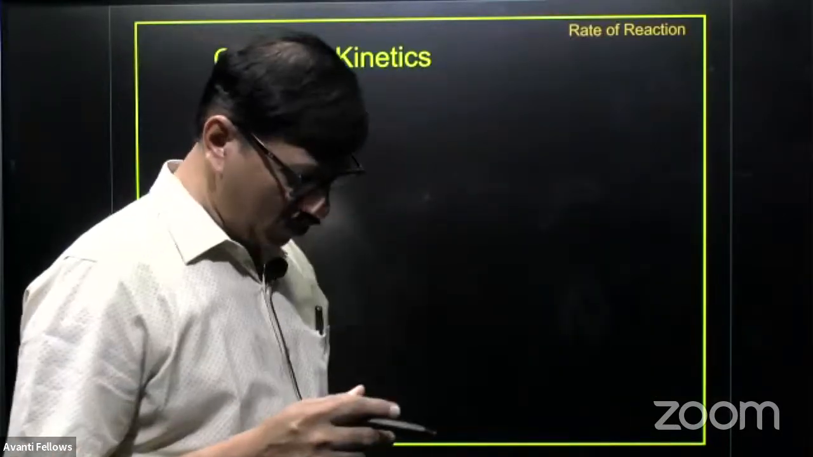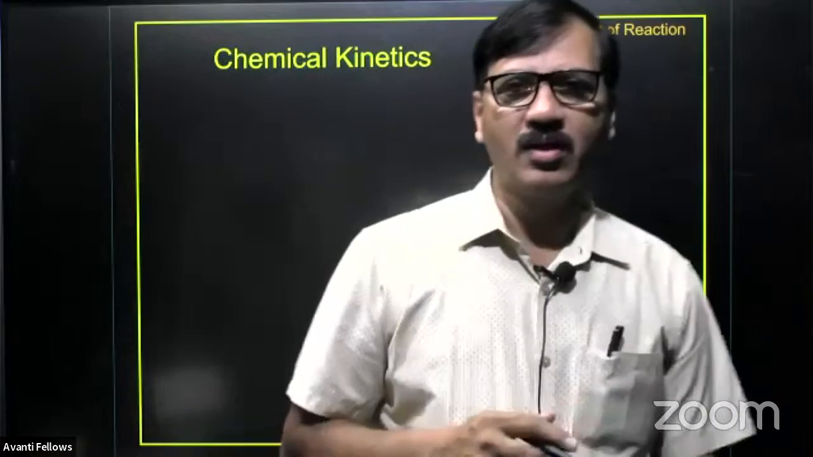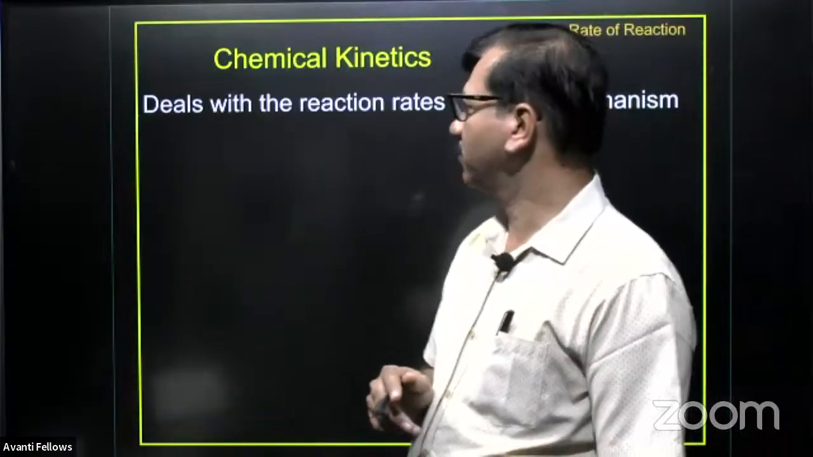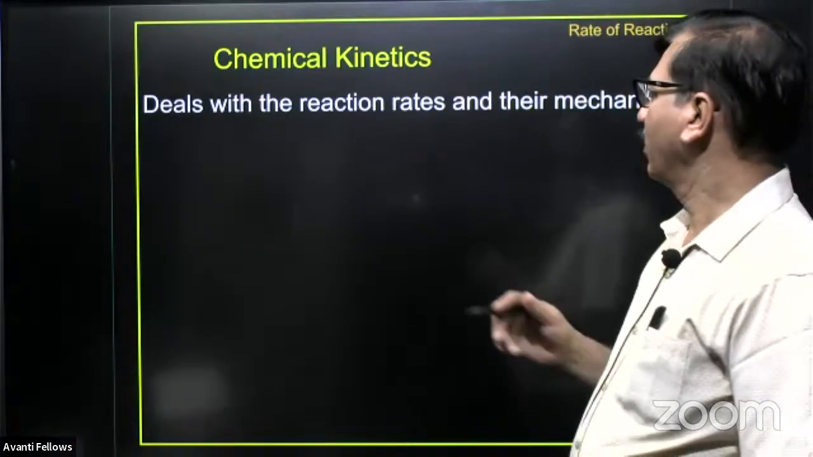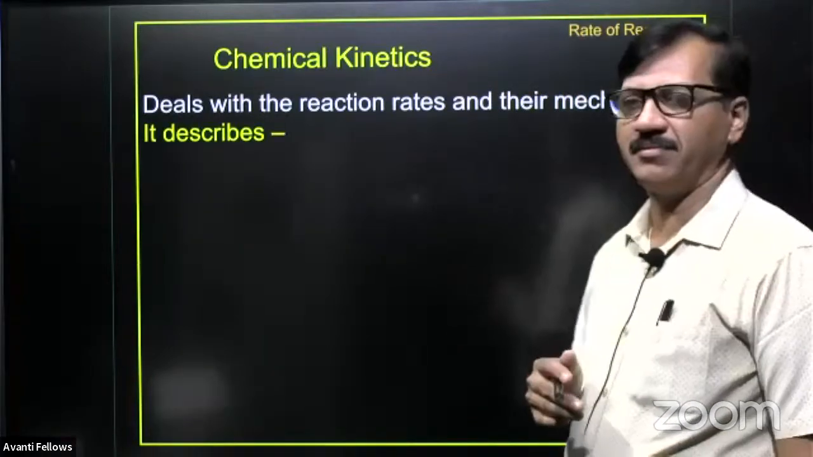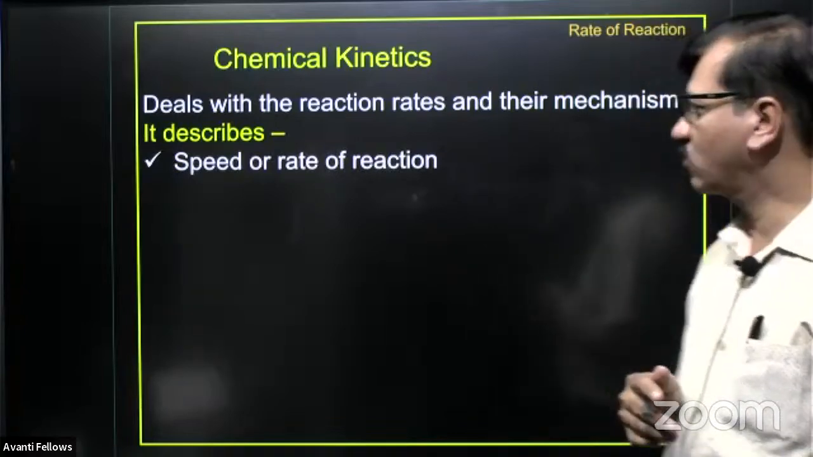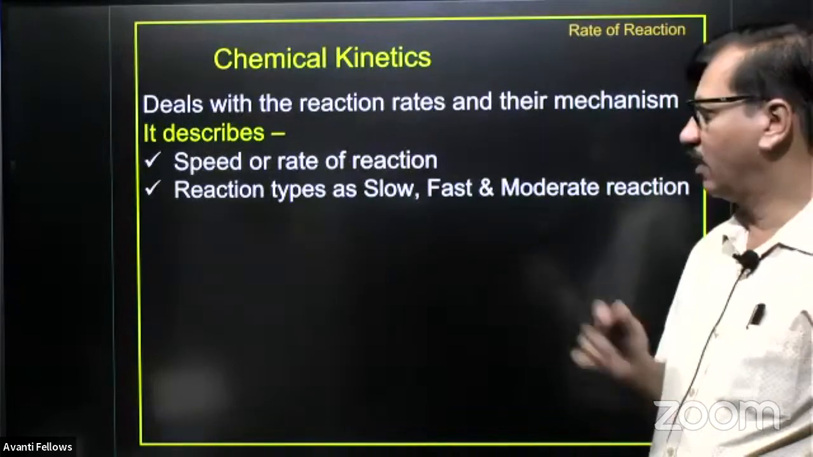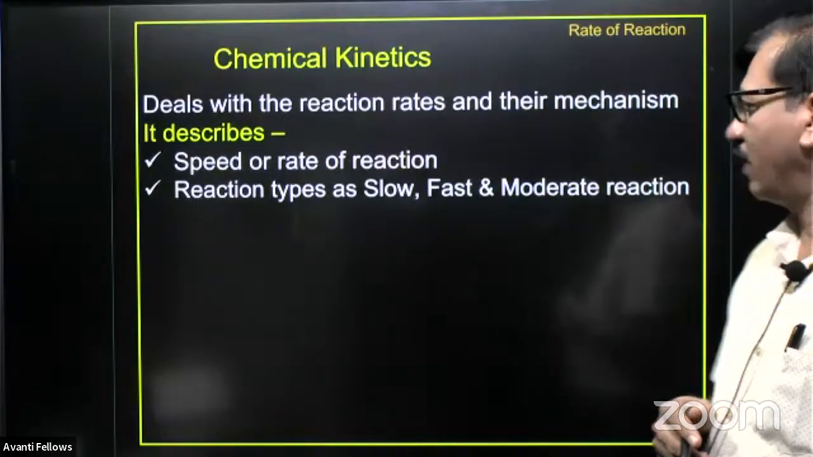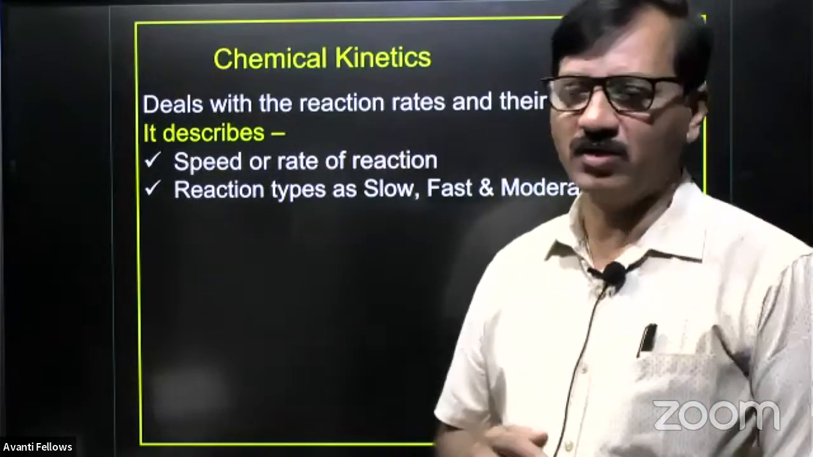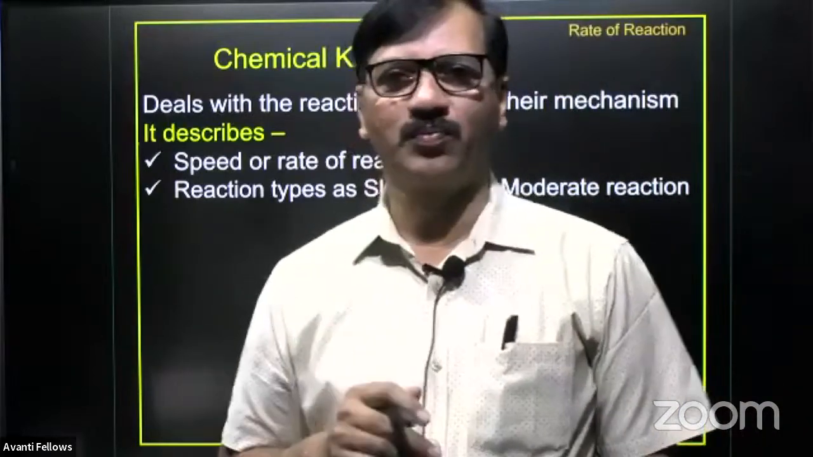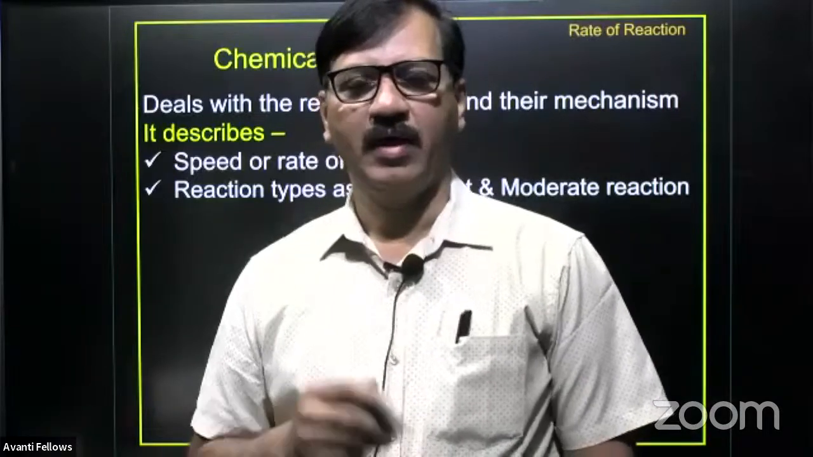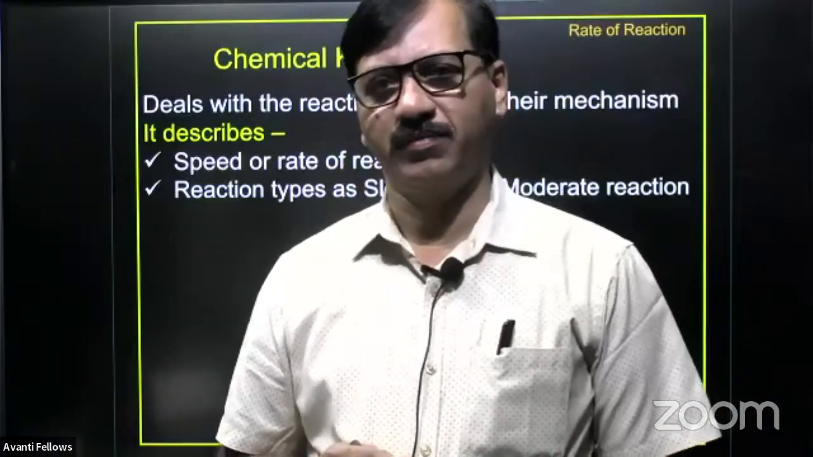So let us know about chemical kinetics. Chemical kinetics is the study of the rate of reaction and the reaction mechanism. It also describes the speed or the rate of the reaction, the reaction types: slow, fast, and moderate reactions. See, some reactions are very, very slow. For example, rusting of iron is a slow process. And some reactions are very fast.